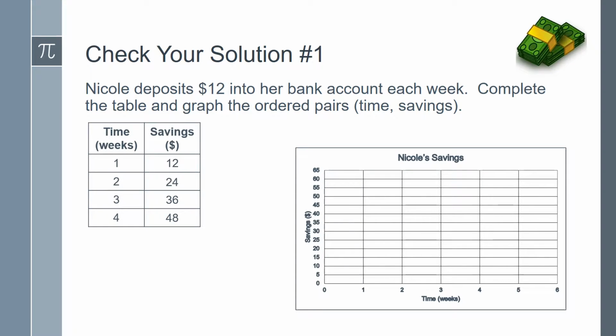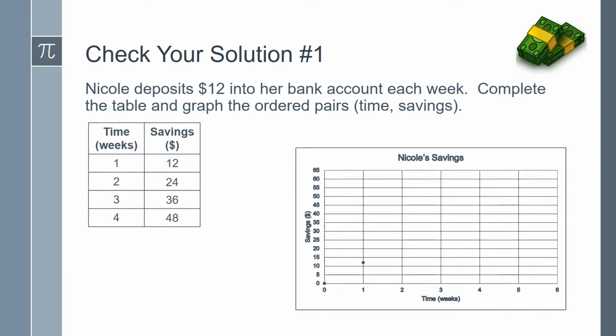The title will be Nicole's savings, and on the x-axis we have time in weeks, and on the y-axis we have savings in dollars. If no time has passed, she'll have $0 in savings, and after 1 week, she'll have $12 in savings. So we go over to 1 on the x-axis, and we have to estimate where 12 is between 10 and 15 on the y-axis, and we'll graph the point where these two spots intersect.